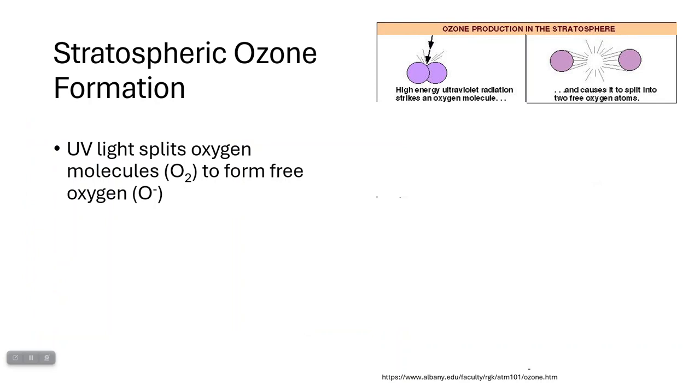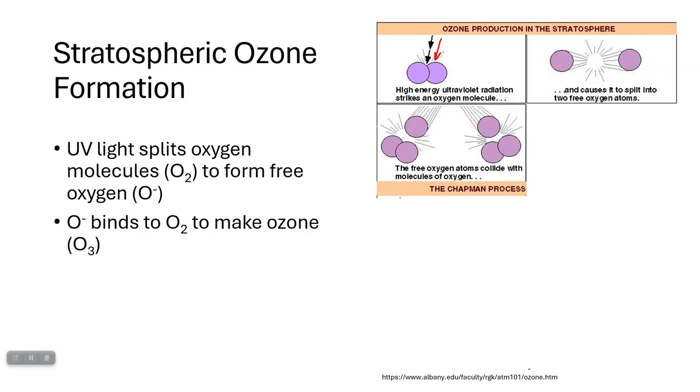So, how does this stuff form? Well, what happens is UV radiation will strike an oxygen molecule in the upper atmosphere, and it will cause it to split into two free oxygen atoms. Then that free oxygen atom will go on to hit an oxygen molecule. So that'll be O plus O2, and that's going to make ozone, O3.